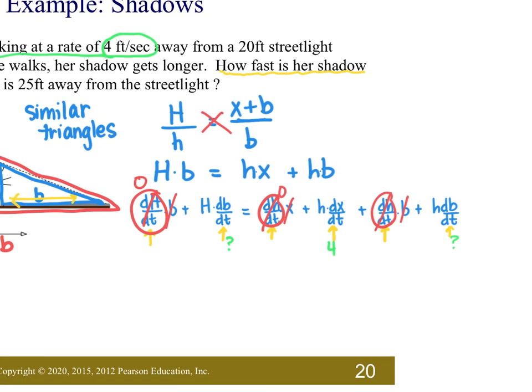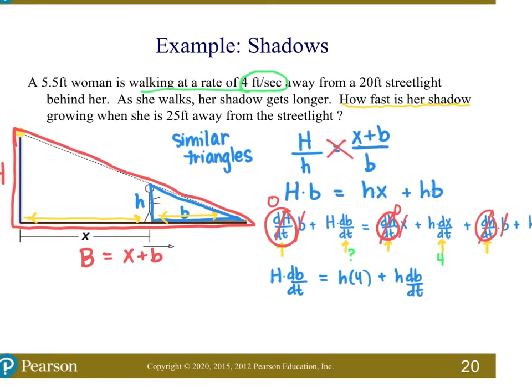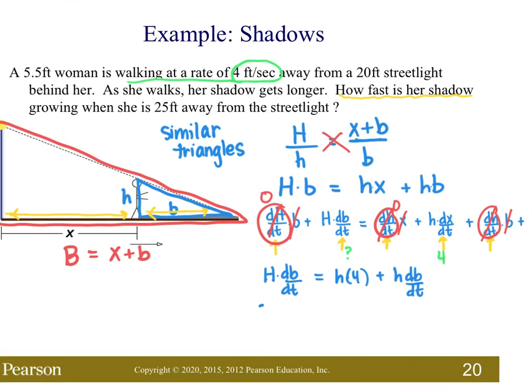So let's erase what's gone, and let's simplify what we've got. We've got H, and we have db/dt, and then we have little h, and we have 4, and then we have little h, and we have db/dt. Okay, that's what's left. Now we've got capital H and little h. Capital H is the value of the street light, which is 20, which is not changing at all. And little h is the woman's height, that's 5.5, and that's not going to change anymore either.